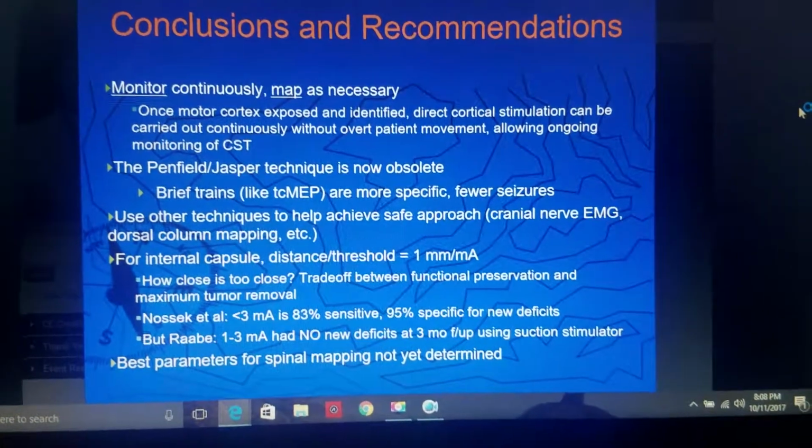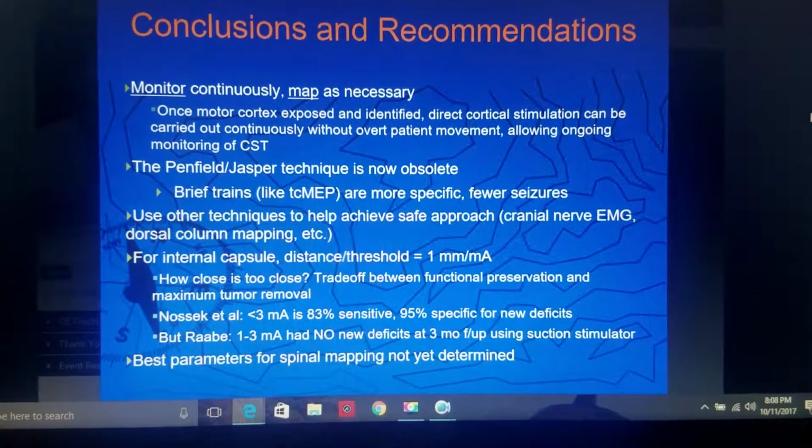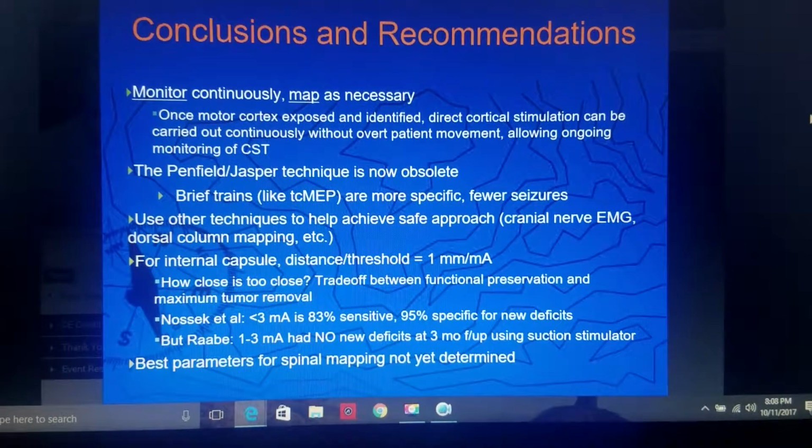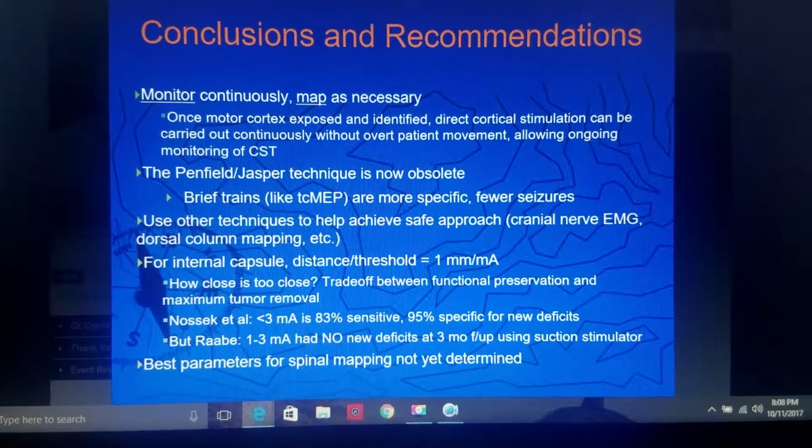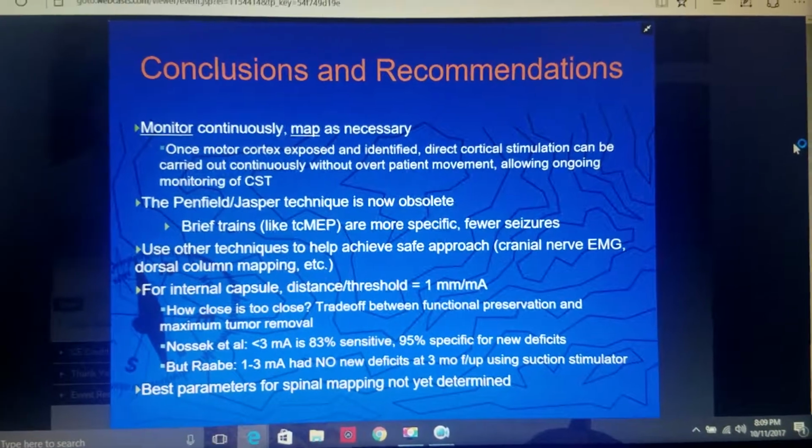Okay, this is my last slide. So just to reiterate, monitoring and mapping are not the same. Ideally, you want to be able to monitor continuously, map as necessary.